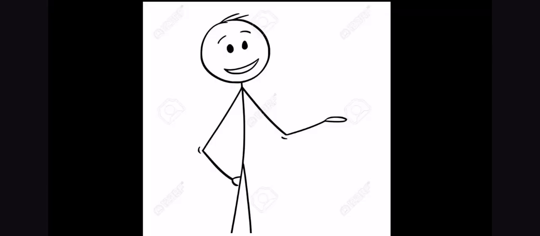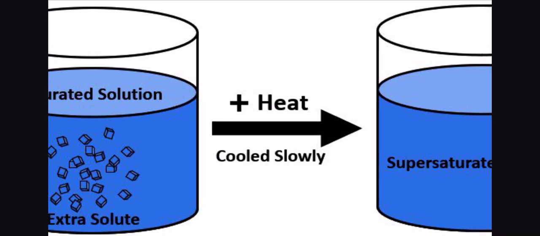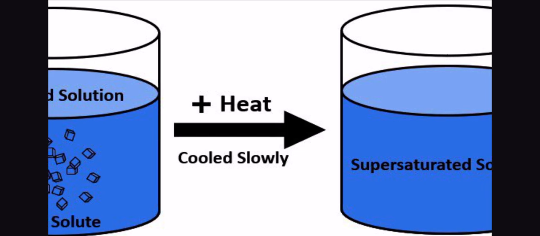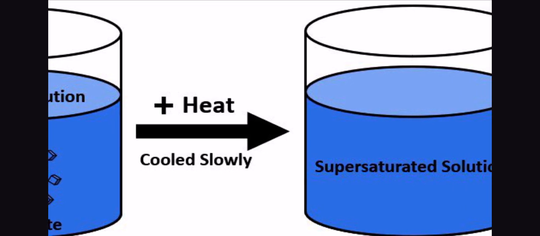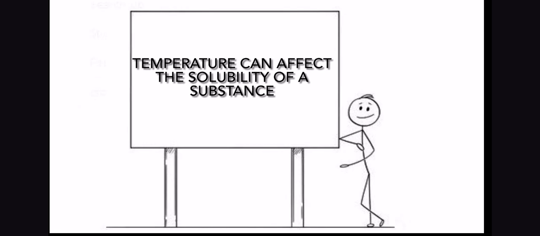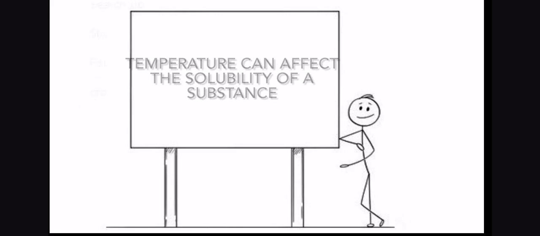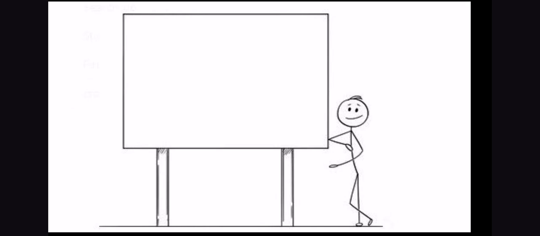What if we heat the solution? Can we then dissolve that extra sugar present in the saturated solution? Well, yes, we can increase the solubility of a solute by heating the solution. Solubility is the ability of a substance to get dissolved in a given liquid. The quantity of a substance that can dissolve in hot water is much more as compared to that in cold water. So therefore, we can confidently say that temperature affects the solubility of a substance.